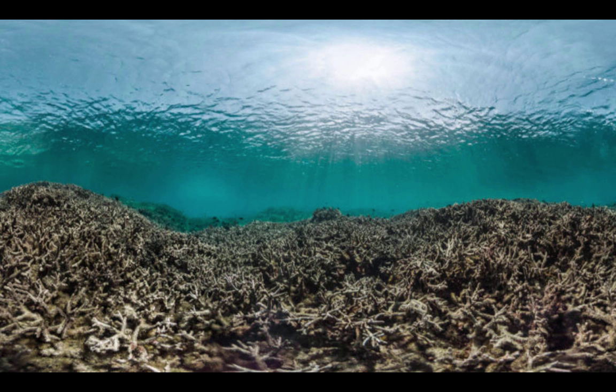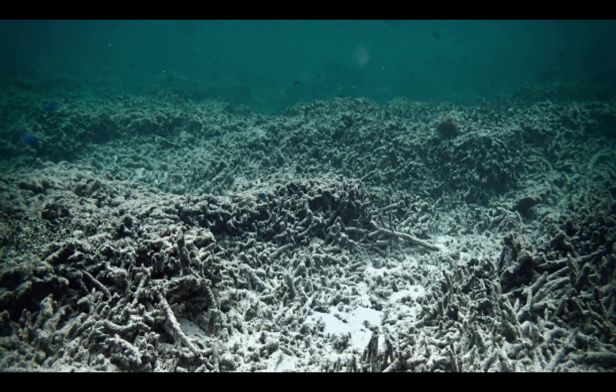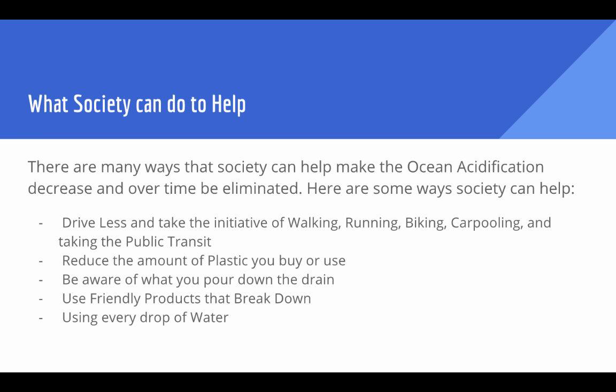Here's an example of what has already happened to coral reefs around the world as they die because they're more prone to diseases. This is after bleaching, both photos. They die. So what can society do to help? There are many ways that society can help make the ocean acidification decrease over time and hopefully be eliminated. Here are some ways society can help.